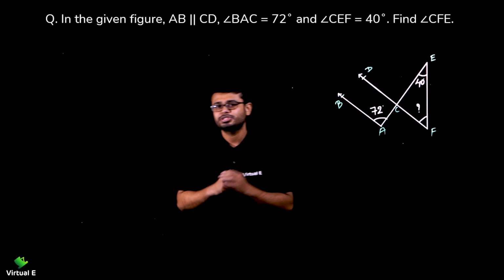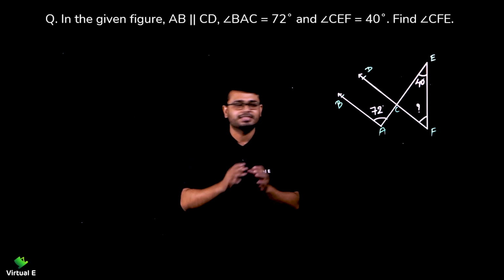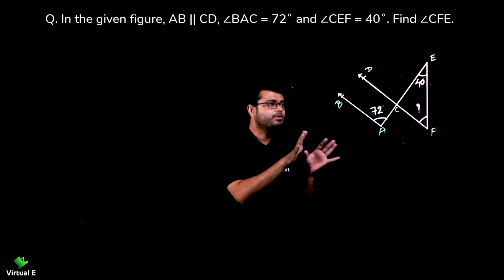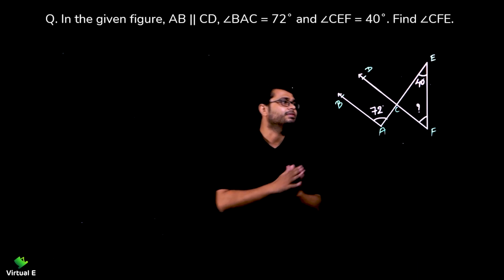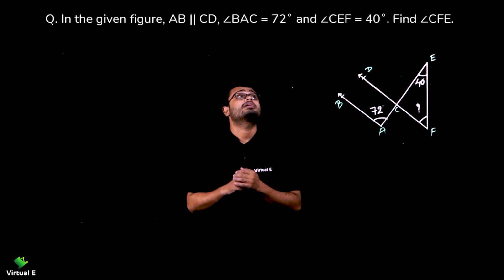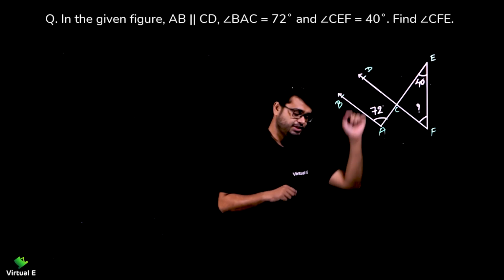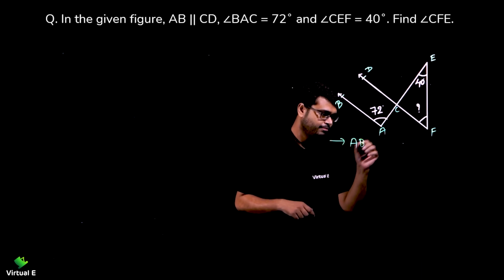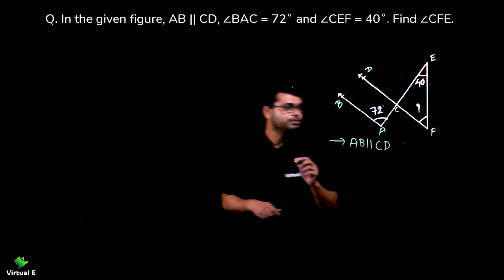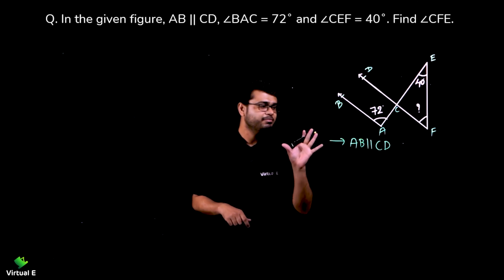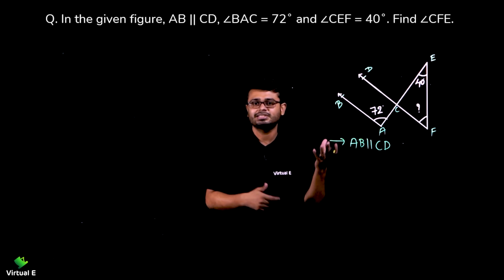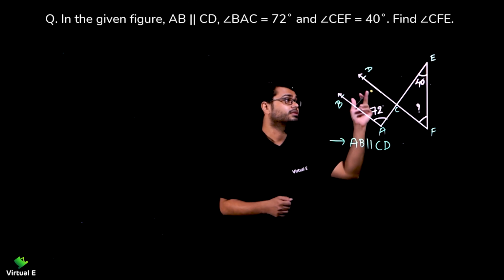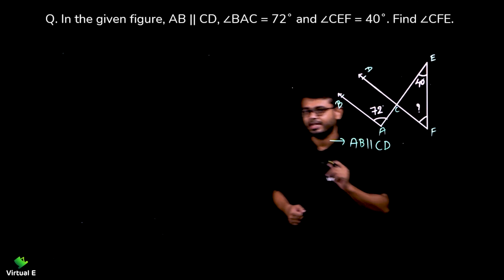Let's discuss one more question related to parallel lines and triangles. Let's start with the question. We have the figure in the question, so we are not supposed to construct it. It's already given. In the given figure, AB is parallel to CD. So very important condition, AB parallel CD. Whenever parallel lines are given, remember we are supposed to use its properties and angles related to that. So one angle is 72, another is 40, and we need to find this missing angle.